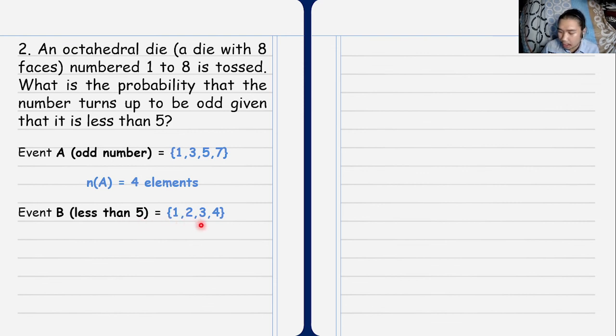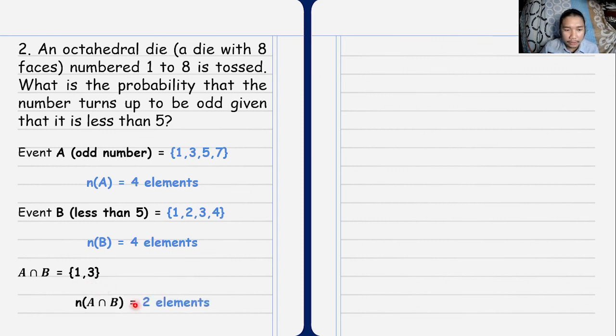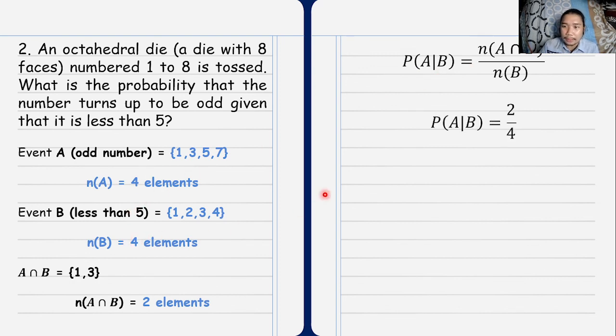We will have 1, 2, 3, and 4, and the number of B is equal to 4 elements, and the intersection of A and B is equal to 1 and 3. Since we have 1 and 3, there are 2 elements. So we need to find the probability of A. So ayan, probability of A given that B has occurred. Substitute lang natin yung value niyan, and we will have the final answer.